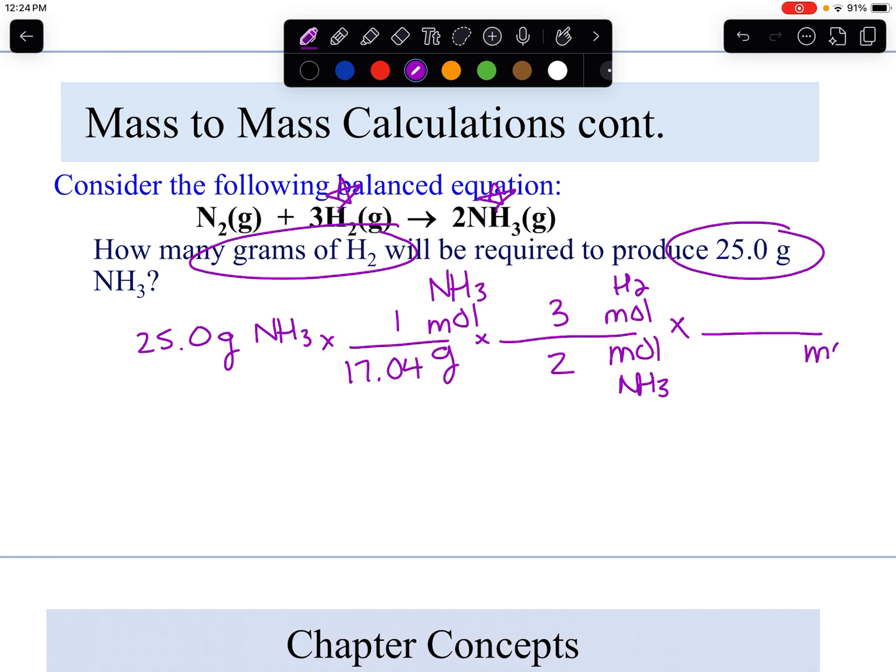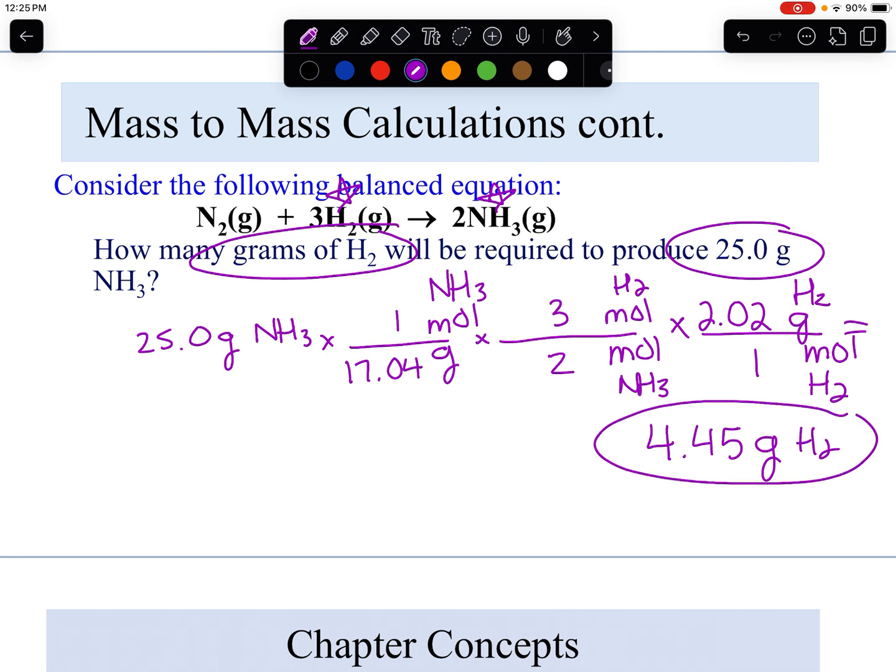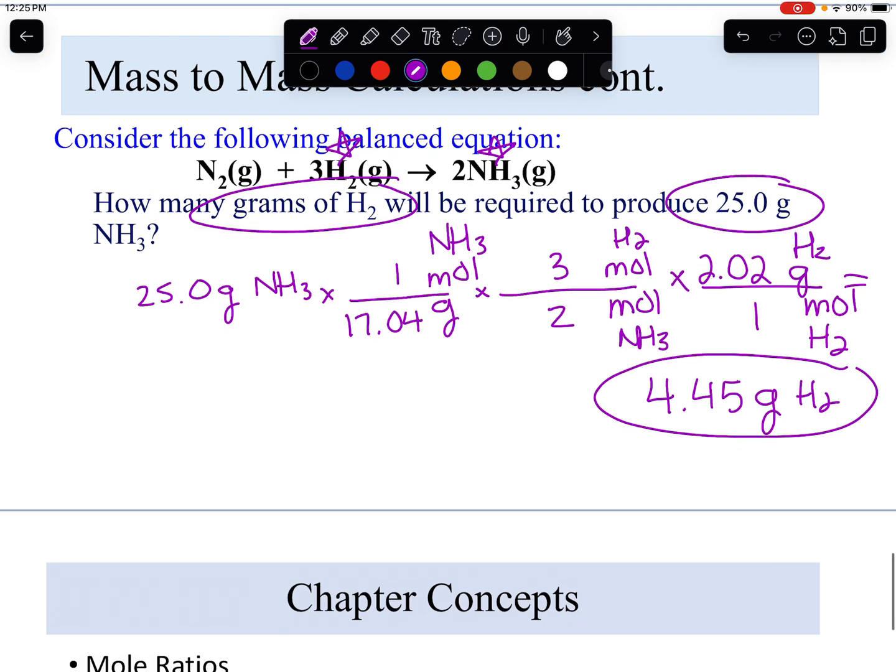Go ahead and use your coefficients, and we're going to go one more step to finish this off, and then we'll finish up for today. And again, moles to grams, you use your molar mass of your H2. Again, try to do that math on your own, and what I end up getting is 4.45 grams. Again, no answer is complete without an identifier and a unit.